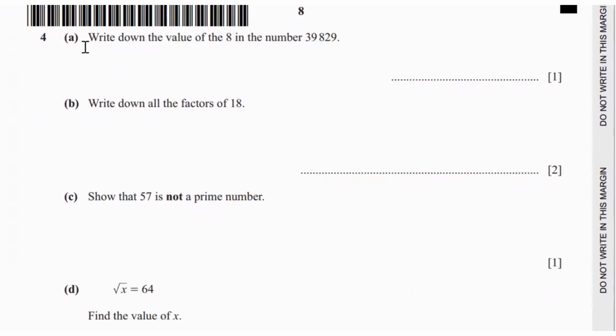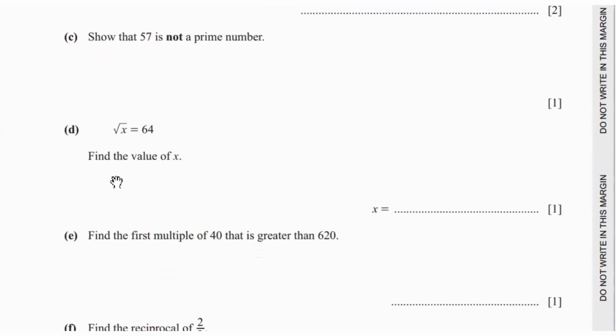Next question says, write down the value of the 8 in the number 39829. So 8 is 8 hundreds. Write down all the factors of 18. That's 9 times 2. That's 9, 2, 6, 3, 18, and 1. These are all of your factors.